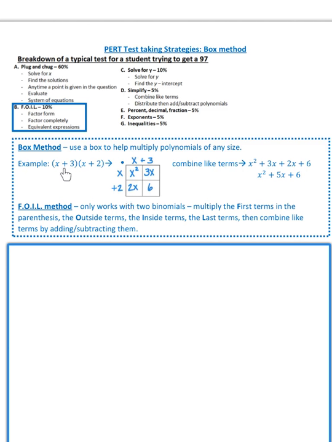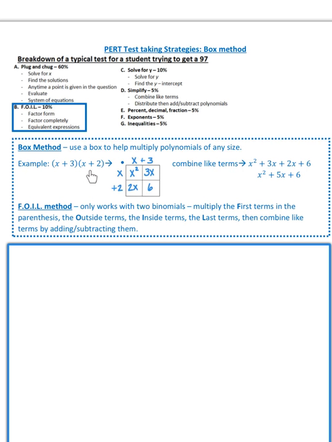Take your first polynomial and you can either write it down the side or across the top. It doesn't matter which way you do it because multiplication is commutative and you can put them in any order. So we're going to go across the top with x plus 3. And when you have x and then the plus 3, wherever you see that plus sign, you're going to draw a line vertically going downwards to separate those two terms into two separate columns.